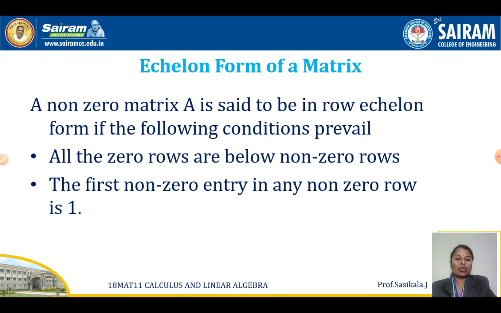All the zero rows are below the non-zero rows. What is that? Zero rows means all the elements must be 0. Non-zero rows means at least one element should be non-zero, like 0, 1, 0. If at least one entry is a number, we tell it is a non-zero row. So zero rows should be only below the non-zero rows. That is the first condition. The second condition is about the first non-zero entry. Other than the zero rows, in every non-zero row the first entry should be 1. That we tell as an echelon form. So these two are the major points for converting to echelon form.